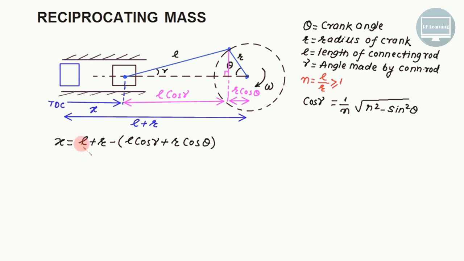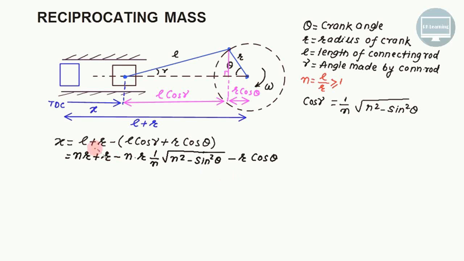Now here, can we replace this L as a product of n multiplied by r? This L will be replaced as n multiplied by r plus r. I open the bracket. This one is minus L, and minus L is the same as n into r. So this is n into r. Can we replace cos gamma by this term? So is 1 upon, this is minus and plus, is it another minus? This one is r, and we write this equals to cos theta.